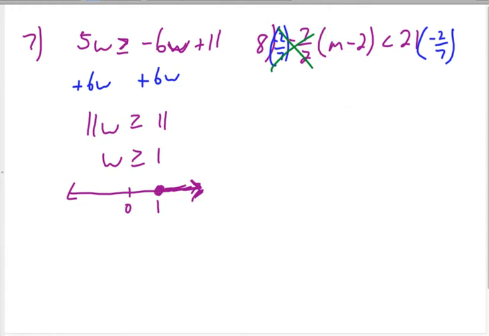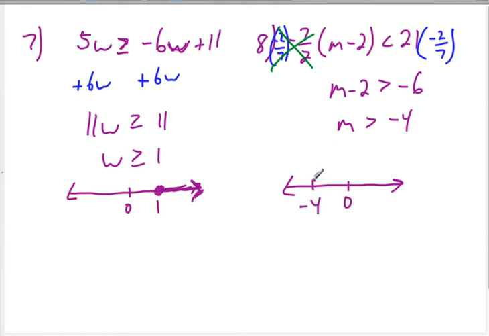So we end up with m minus 2, parentheses not necessary anymore. We multiplied by a negative, so we're going to flip that. And 21 divided by 7 is 3 times -2 is -6. Now we can add 2 to both sides and get -4. And to graph that, we've got a 0, we've got a -4, and m is greater than, so we graph this direction. Alright, let's try number 9.